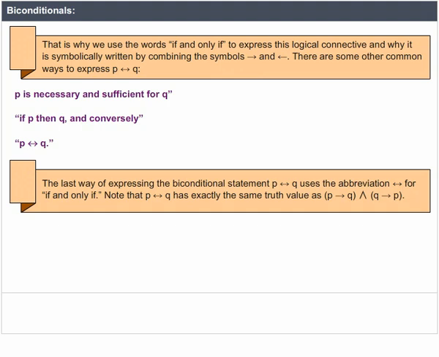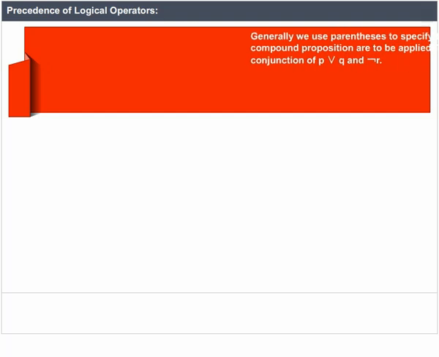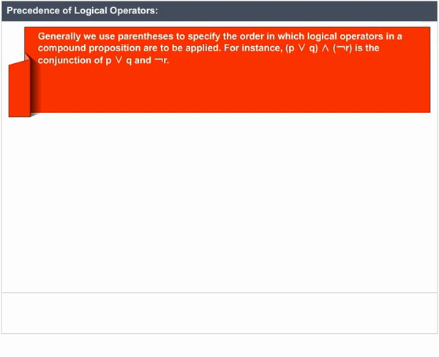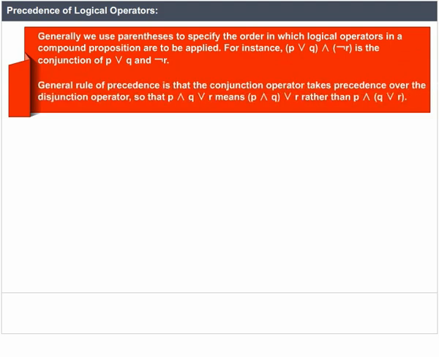Precedence of logical operators. Generally, we use parentheses to specify the order in which logical operators in a compound proposition are to be applied. For instance, (P or Q) and negation of (P and Q) is the conjunction of (P or Q) and negation of (P and Q). The general rule of precedence is that the conjunction operator takes precedence over the disjunction operator, so that P and Q or R means (P and Q) or R rather than P and (Q or R).